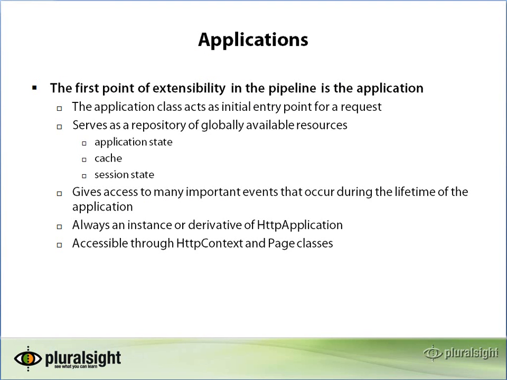The first point of extensibility that we'll be taking a look at here is the application. In any ASP.NET application, there's always a global application class, and by default, the application class is going to be an instance of HttpApplication, as we mentioned. So that's the base class for applications, the HttpApplication. You can customize it though. You can actually create a derivative of the application class.